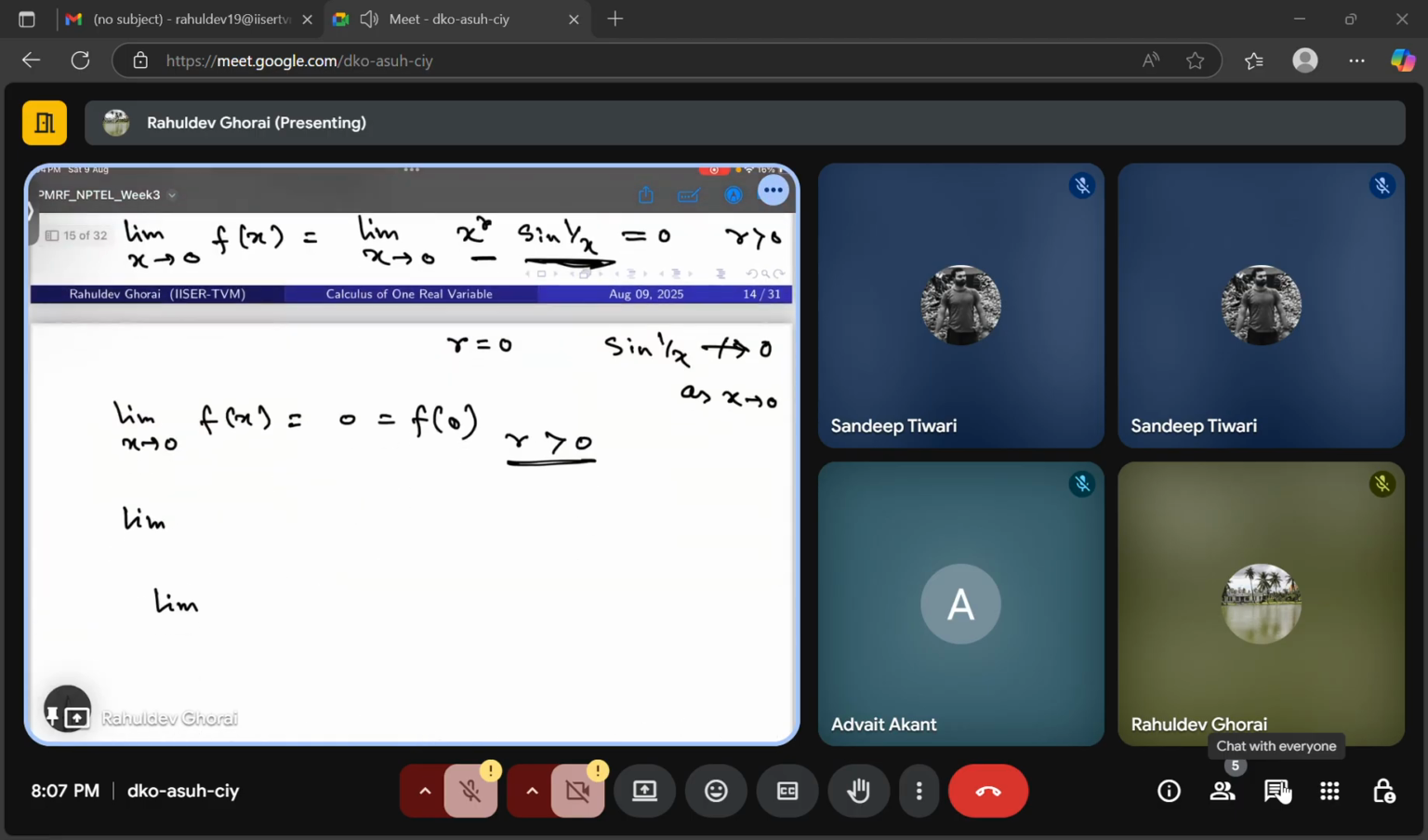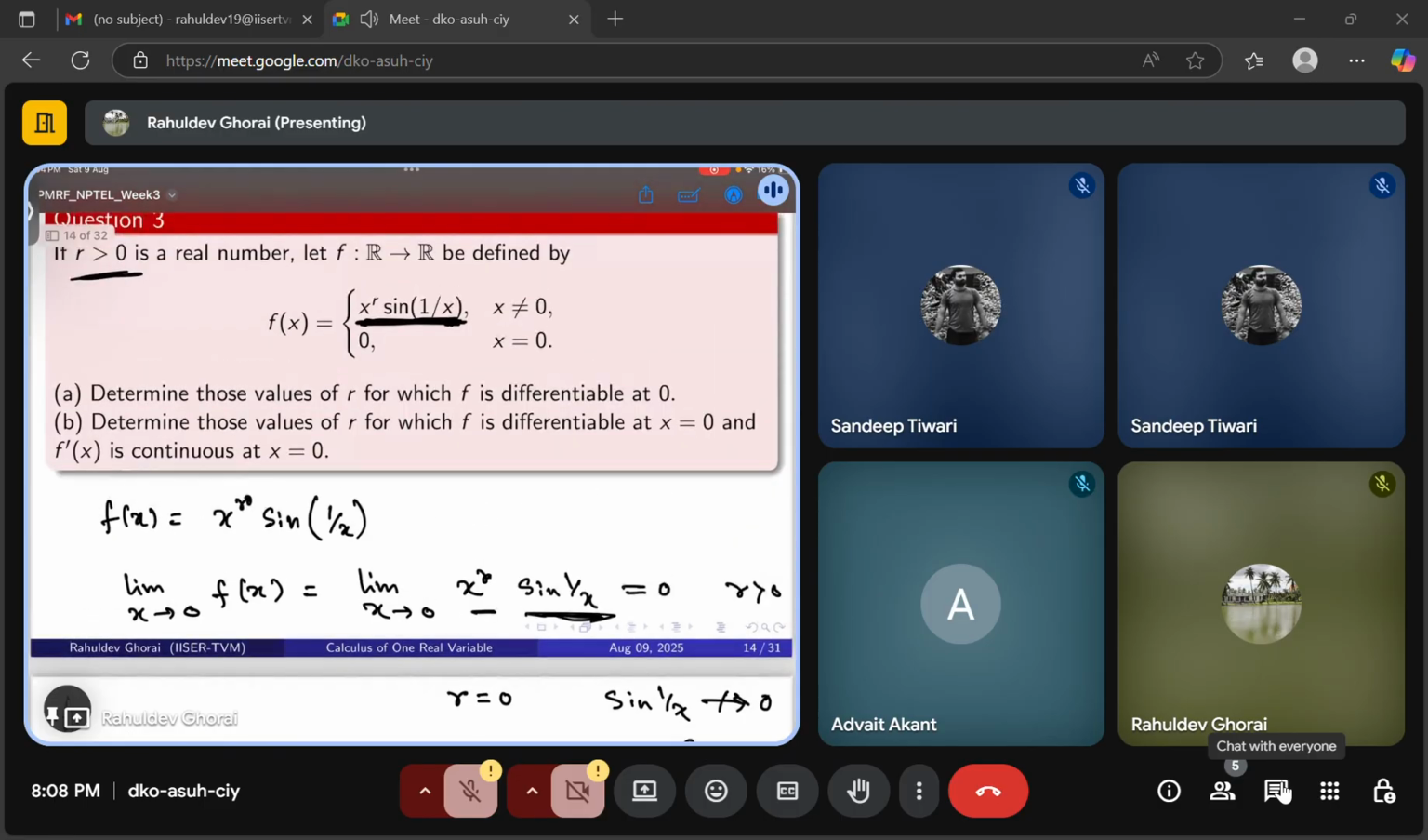Wait, what I wanted to say is that this x to the power r has to be defined. So x is less than 0, only if it is defined then done. But when x is less than 0, your r has to be natural numbers, otherwise it is not defined.